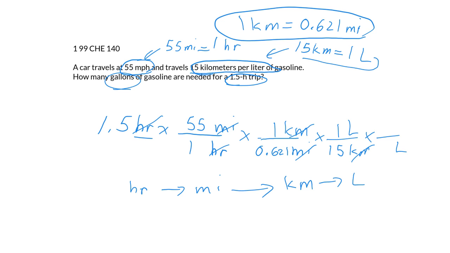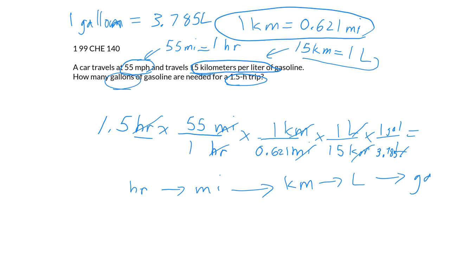What is the relationship between gallons and liters? And again, thanks to Google, I find that 1 gallon, and again, you can find it in your homework using the little question mark arrow to get that drop box, 1 gallon is 3.785 liters. So 1 gallon, 3.785 liters. So now I've got liters to cancel out. I have units of gallons, which is what I'm looking for. So I must be done.